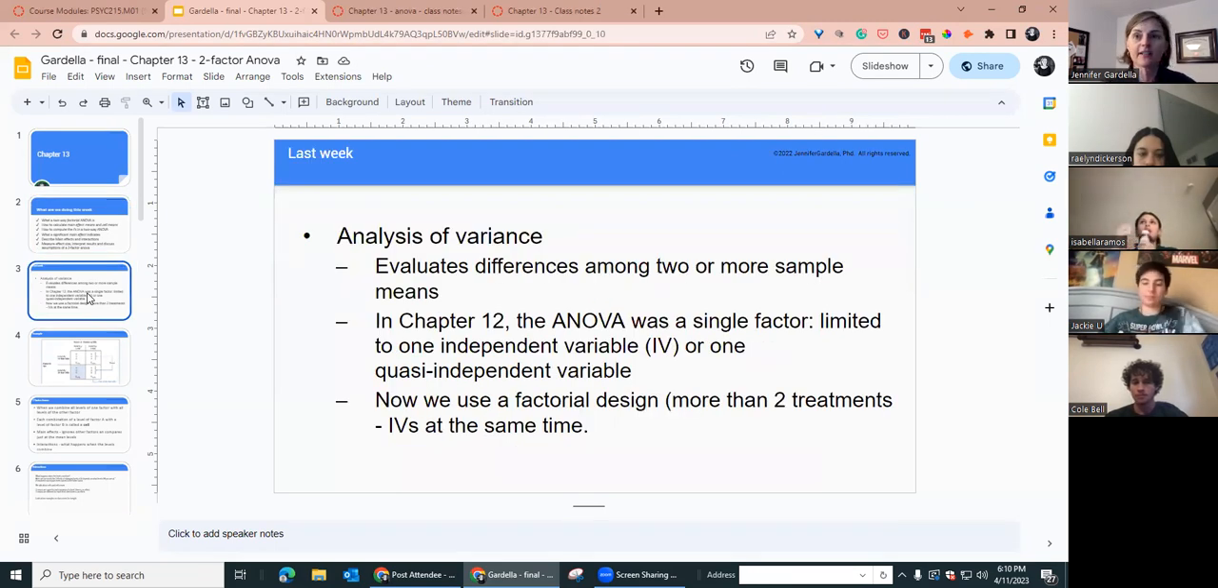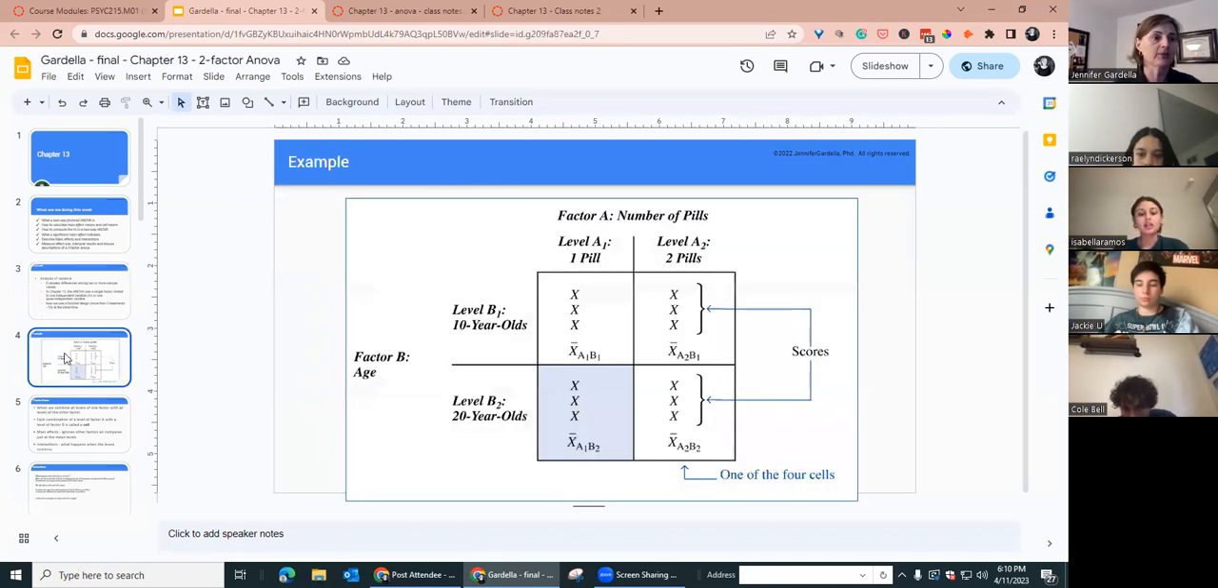So analysis of variance, as we learned last week, is when we have more than two groups. You can use a t-test for two groups. You can actually use an ANOVA for two groups as well. But once you get more than two groups, you definitely want to run an ANOVA. With the ANOVA that we saw last week, we might have one grouping variable and one independent variable. And now we use what's called a factorial design, which is more than two treatment groups. This is the basic ANOVA.